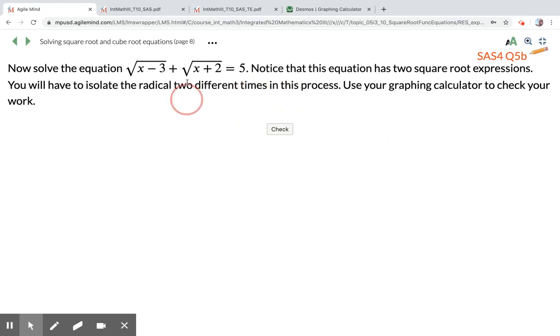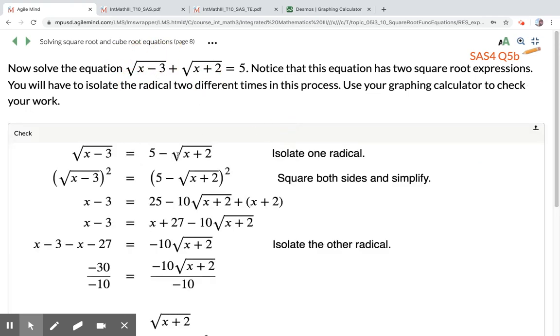All right, people. So I got my square root of x minus 3 alone. So I subtracted that square root of x plus 2. And again, square both sides so that the radical goes away and I have x minus 3. But when I squared this side, it got ugly. So I squared this side, and I got 25 minus 10 times the square root of x plus 2 plus x plus 2.